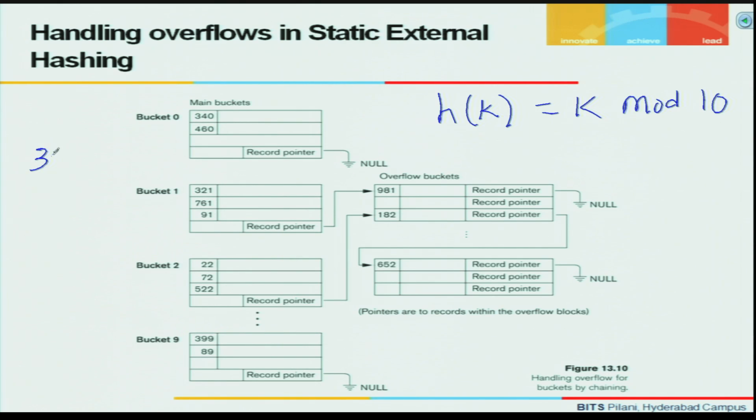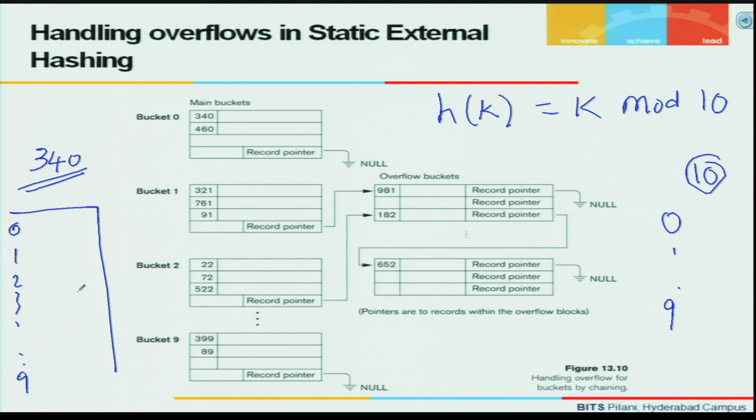When a record with 340 is inserted, how many buckets are possible? Maximum 10 buckets are possible, from 0 to 9. So when a record with 340 is inserted, 340 mod 10 gives the result of applying the hash function, which is 0. That means it should go to bucket number 0.